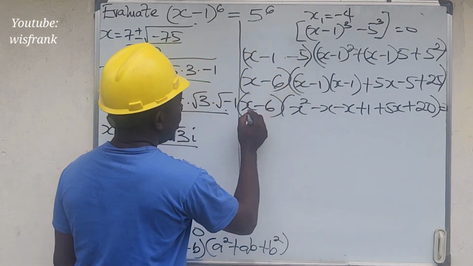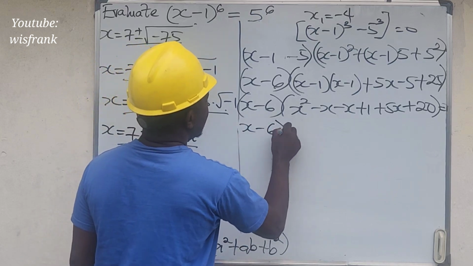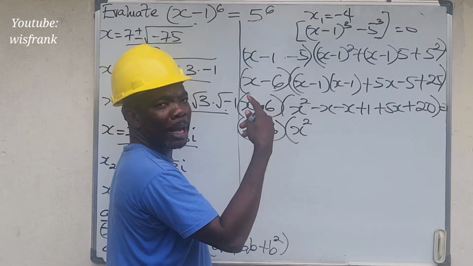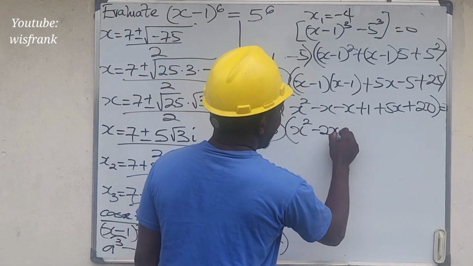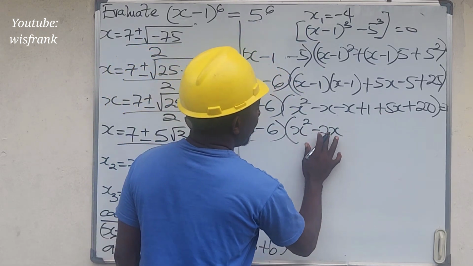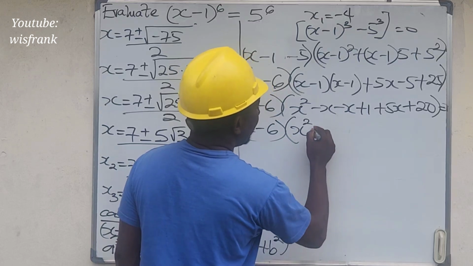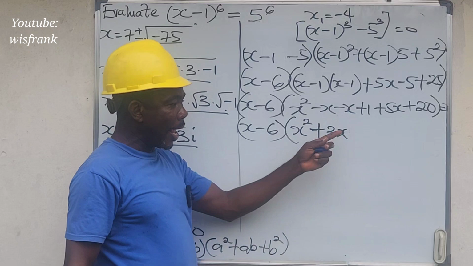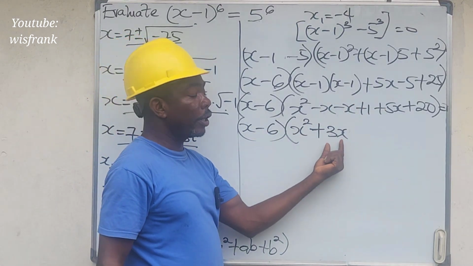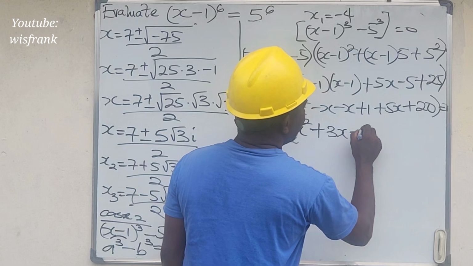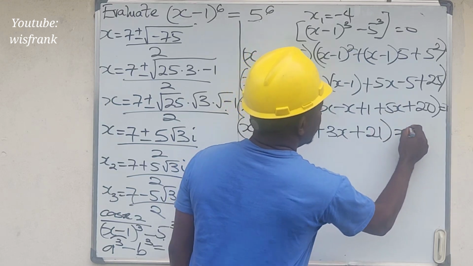So this will give us x minus 6 into x to the power of 2. Here minus x minus x is minus 2x. Then plus 5x, it's going to be plus 3x, because minus 2x plus 5x is going to give us plus 3x. Then we have 1 plus 20, which gives us plus 21, all equals 0.